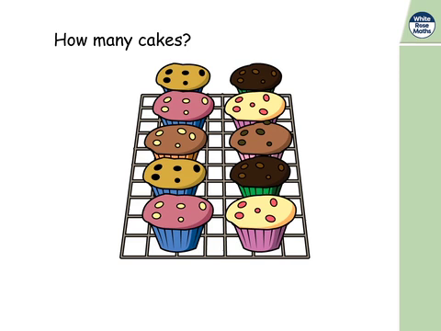How many cakes? 2 in the first row, 2 in the second, 2 in the third, 2 in the fourth, and 2 in the fifth. These are very tasty arrays, aren't they? Or what about the columns? Yes, 5 in each column.